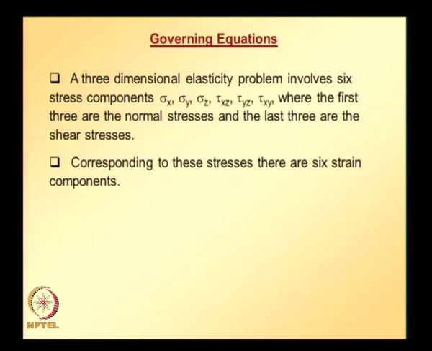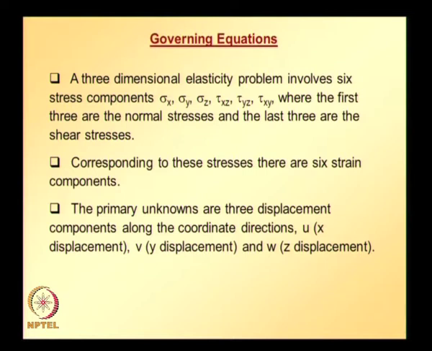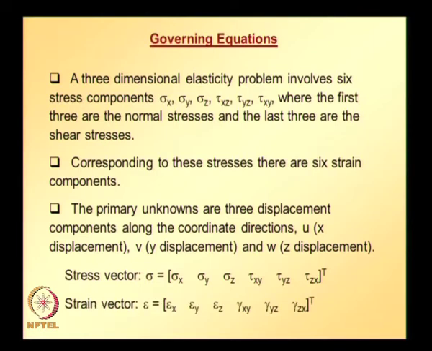And corresponding to these stresses, there are 6 strain components, and the primary unknowns are 3 displacement components along 3 coordinate directions, that is along x direction, which is denoted with letter u, along y direction, which is denoted with letter v, along z direction, which is denoted with letter w. So, these are the 3 displacement components u, v and w, and there are 6 stress components, and all these 6 stress components can be put together in a vector denoted with sigma as shown here, and the strain vector consists of 6 strain components. All the 6 components of strain can be put together in a vector denoted with letter epsilon in this manner.